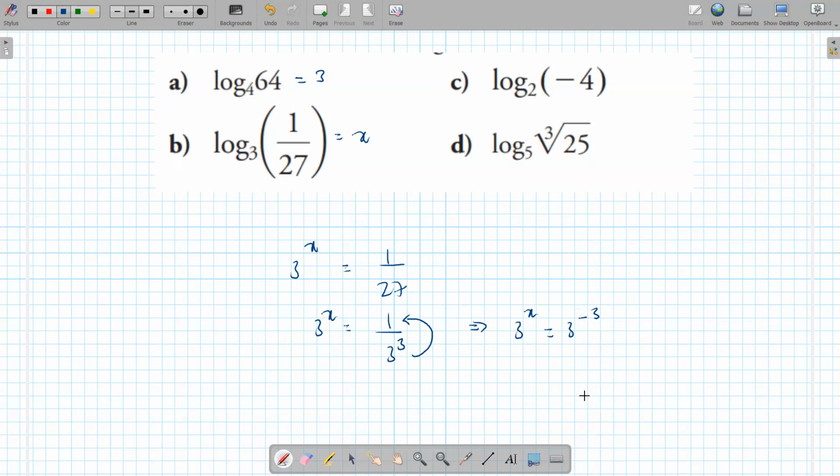Negative 3. Negative 3 is right. So 3 to the power of negative 3 is 1 over 27. The next one is very similar.